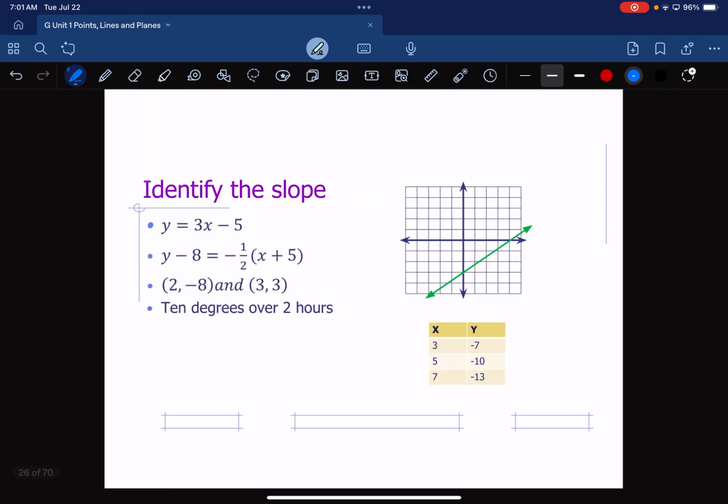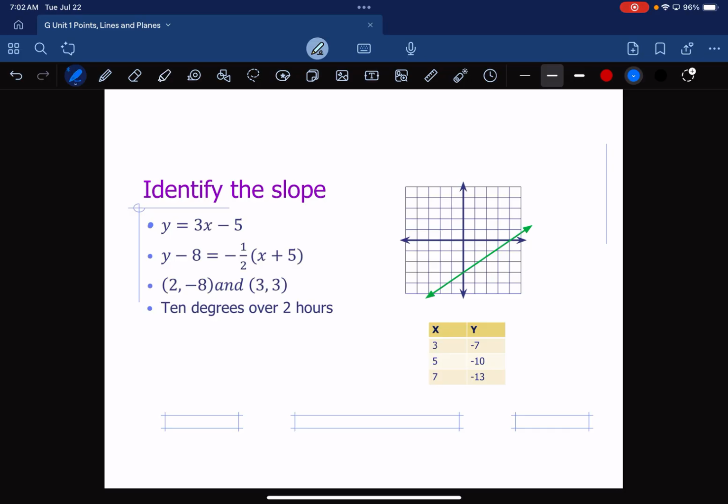So looking at all this different information I'm giving you here, I've given you two different equations, a pair of points, and a description of 10 degrees over 2 hours. I gave you a graph and I gave you a table. And you can identify slope in every single one of these using one of the things on the previous page.